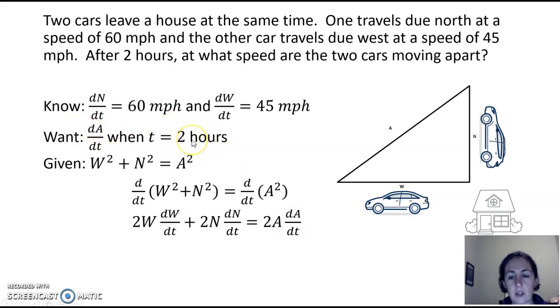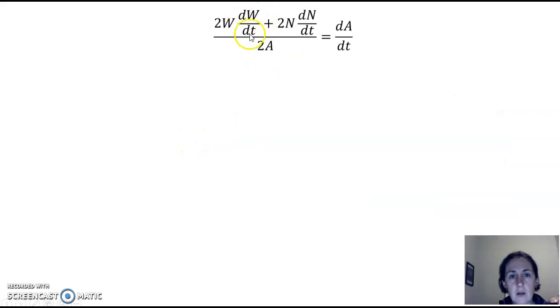Notice here, I know dw/dt and dn/dt, but I don't know n, and I don't know w, and I don't know a. But I do know that the car going west has been driving at 45 miles an hour for 2 hours, so how far have they gone? Twice that, 90 miles. And the car going due north was going 60 miles an hour for 2 hours, which means they've gone 120 miles.